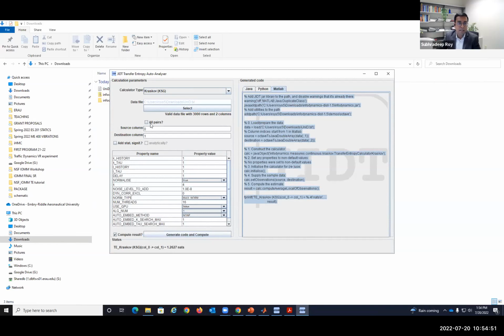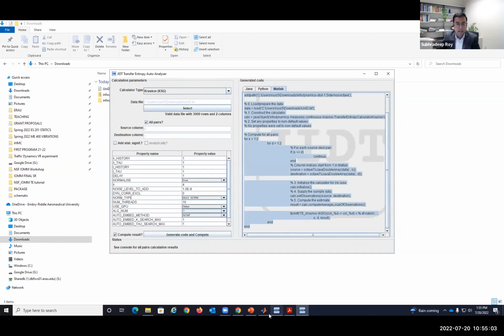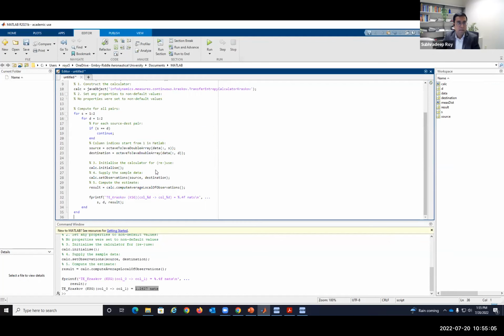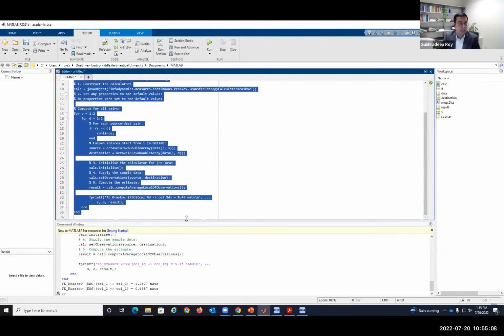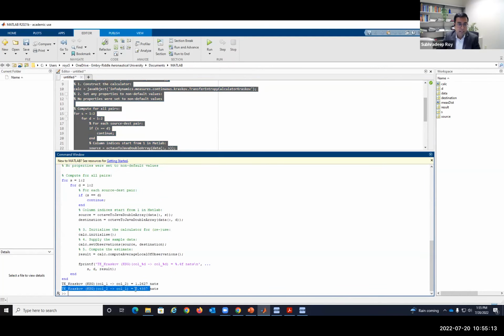Once we hit all pairs, that means it's going to compute the transfer entropy in both directions. It's not going to show any results, but it's going to generate the code for you, and you can copy this, go back over here, paste it in the script, and run it. You see it returns 2 values. So as I said, transfer entropy generally gives 2 asymmetric quantities. Here from X to Y, it identifies the coupling strength or information flow as 1.26 compared to Y to X, which is 0.43.